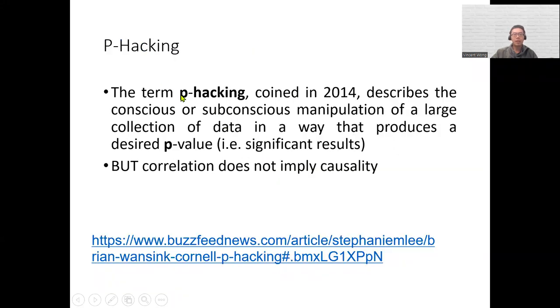Now, there is something called p-hacking. Long story short, when people do an experiment to determine whether there is a difference between the control group and the experimental group, the people who are not receiving treatment versus the people who are receiving treatment, to mathematically determine whether there is a difference between the two groups, you have to calculate something called a p-value. It's a statistical analysis, which we're not going to go into.